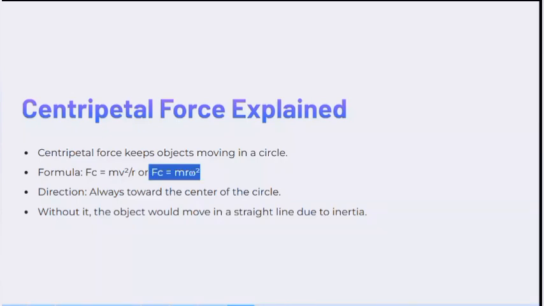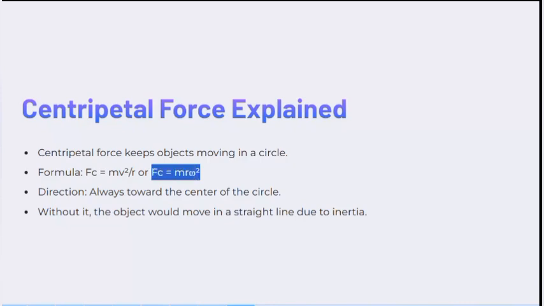FC is equal to mRW squared, where the rads per second is your W. Your W is always measured in rads per second, while velocity is always measured in meters per second. So depending on the parameters they give you, you will choose the formula you use.